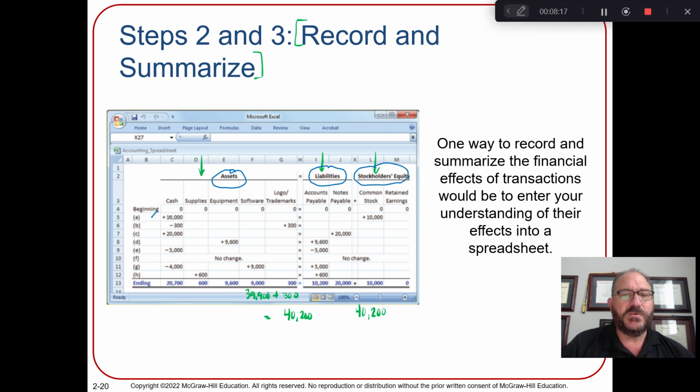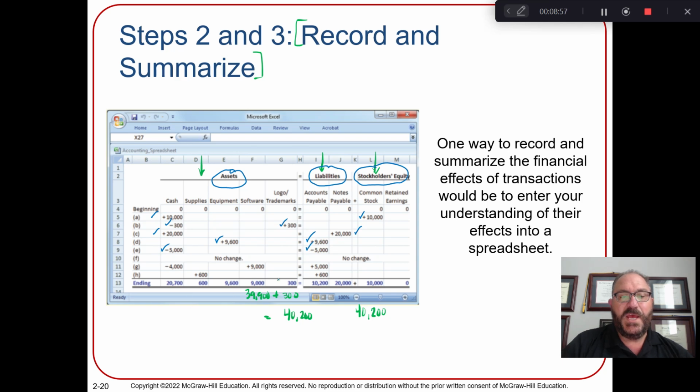Remember, we got $10,000 in cash, and then there's the $10,000 in common stock, right? Then the next thing, we paid $300. We got a logo made for $300. So our logo, this asset went up, this asset went down, so it stayed even. Next, we borrowed $20,000 from the bank. See it here? Our cash goes up $20,000. Now we have a note payable of $20,000. All right. Now we got equipment for $9,600, and accounts payable, we're going to pay them later, $9,600. Here we paid $5,000 of that. So notice our accounts payable are going to go down by $5,000.